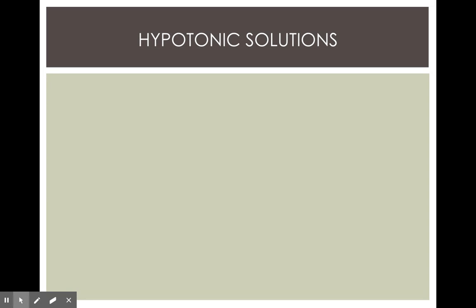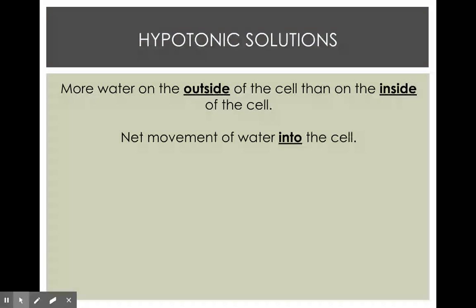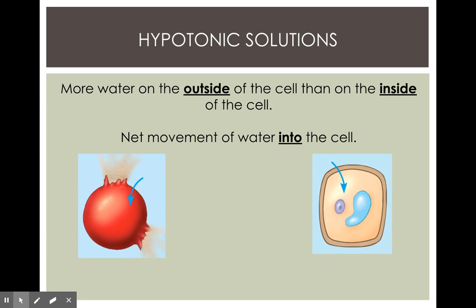In a hypotonic solution, now I use this term to remember it. I think hippo. Okay, hippos are really big. I try to remember that when I'm thinking about hypotonic solutions because in a hypotonic solution, the cells are going to get bigger. There is more water on the outside of the cell than on the inside of the cell. So going from my high to low concentration, the net water movement is going to be into the cell. Okay, so you can see here in my animal cell, water is moving in. In my plant cell, water is moving in.